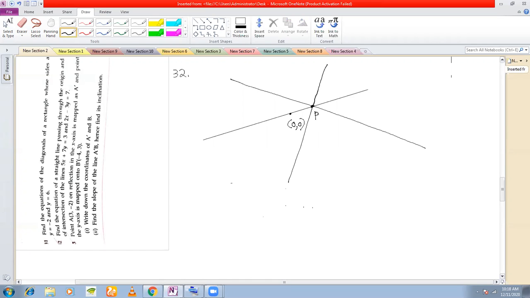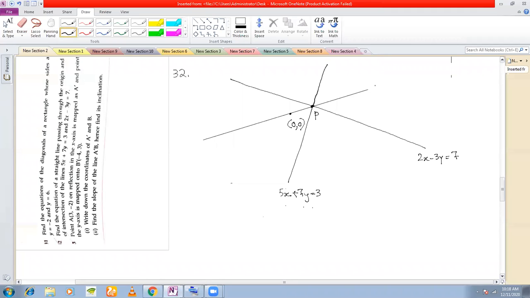And what are those two straight lines given? The two straight lines given here are 5x plus 7y is equal to 3, and 2x minus 3y is equal to 7. Okay, these two straight lines.